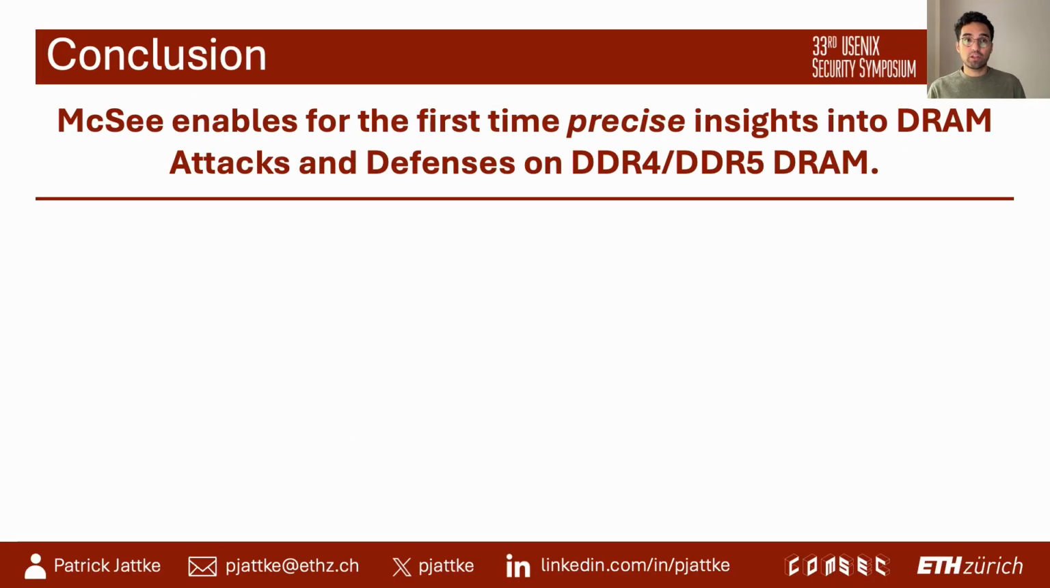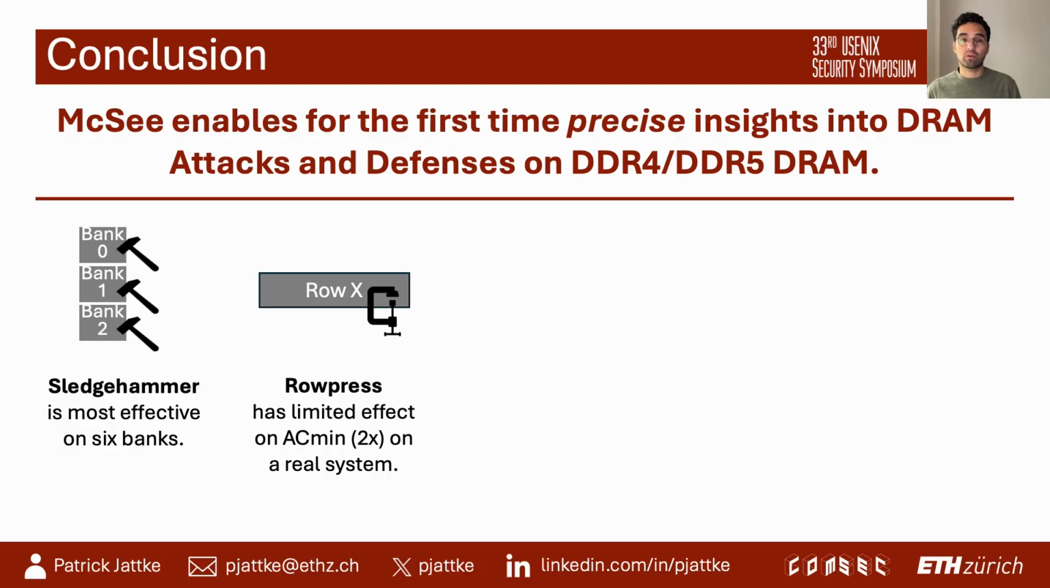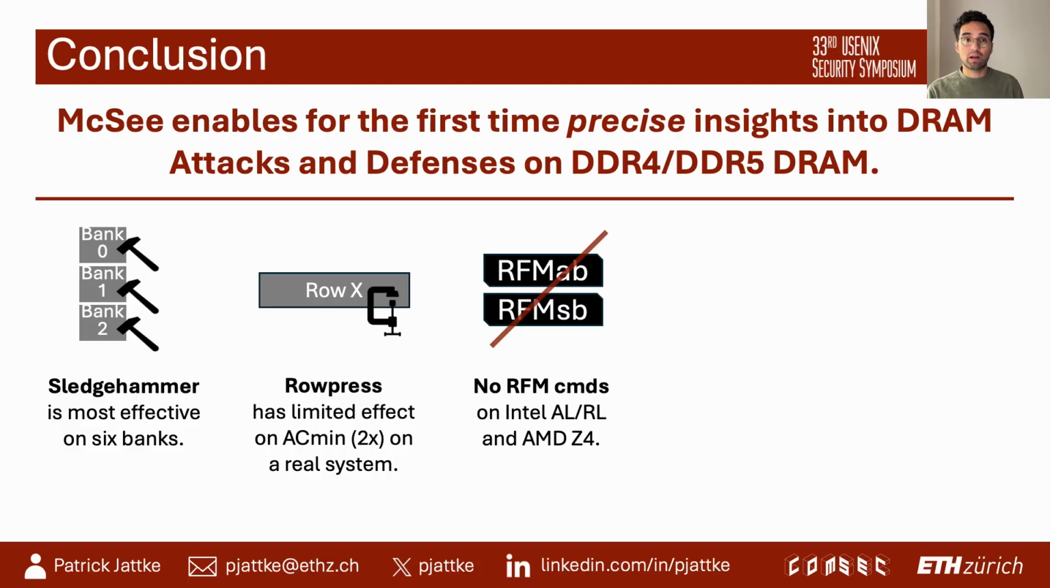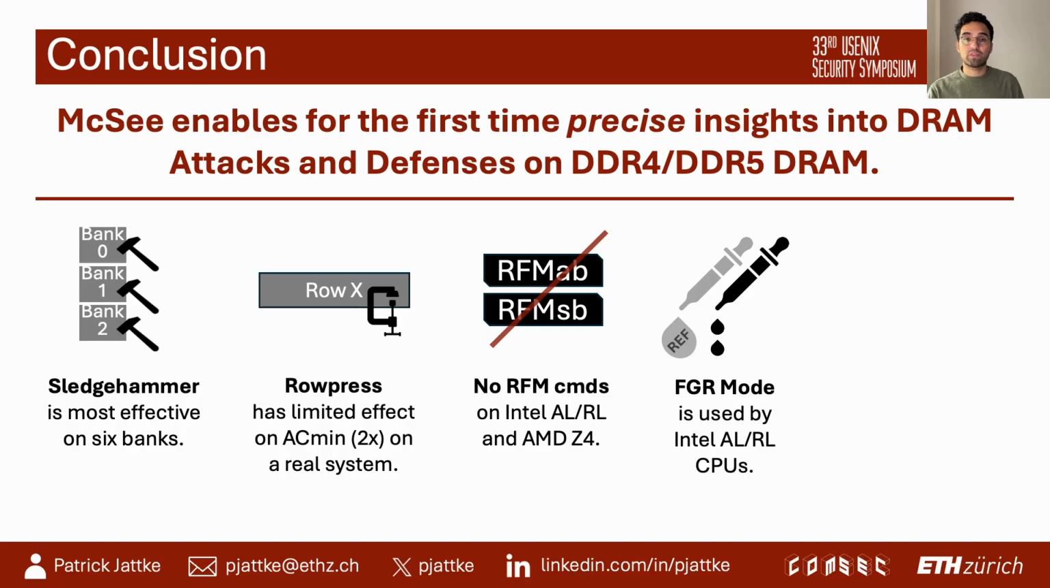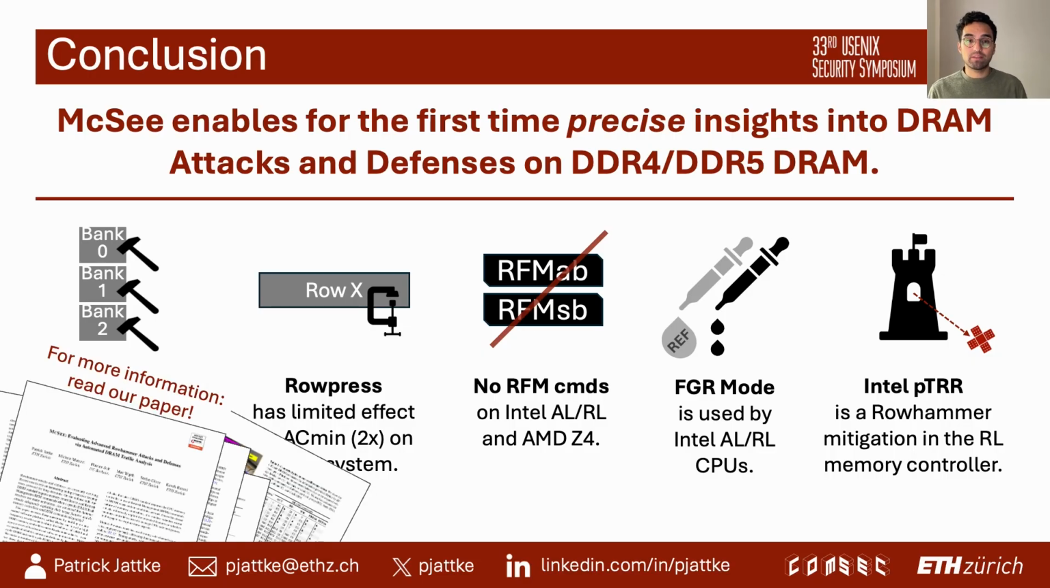To conclude this presentation, we looked into advanced Rowhammer attacks and showed that hammering up to 6 banks is beneficial, and Rowpress has a limited effect on real systems, revealing the potential for improvement. We showed that RFM commands are not used on Intel Alder Lake, Raptor Lake, and AMD Zen 4 CPUs, but Intel Alder Lake and Raptor Lake use the fine granularity refresh mode by default. We also discovered that Intel Raptor Lake CPUs use pTRR, a memory controller-based mitigation, to make Rowhammer harder on this platform. If you want to know more about my work, please take a look at our paper.